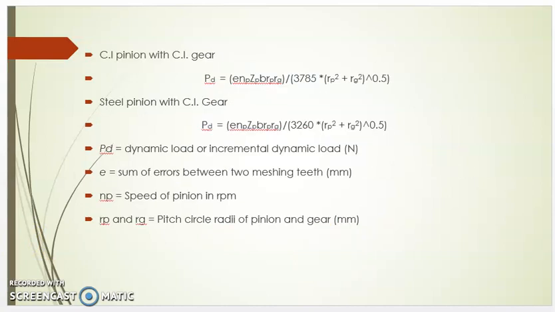For cast iron pinion with cast iron gear, PD is equal to e n p z b rp rg divided by 3785 into square root of rp square plus rg square. For steel pinion with cast iron gear, PD is equal to e n p z b rp rg divided by 3260 into square root of rp square plus rg square, where PD is equal to dynamic load in Newton, e is equal to sum of errors between meshing teeth, and n p is equal to speed of pinion in RPM. RP and RG are pitch circle radius of pinion and gear.